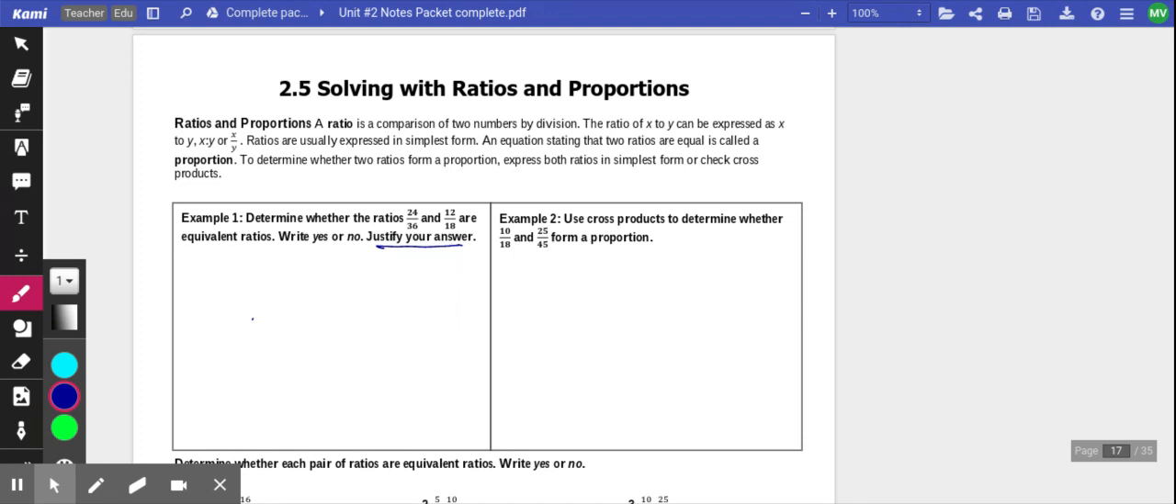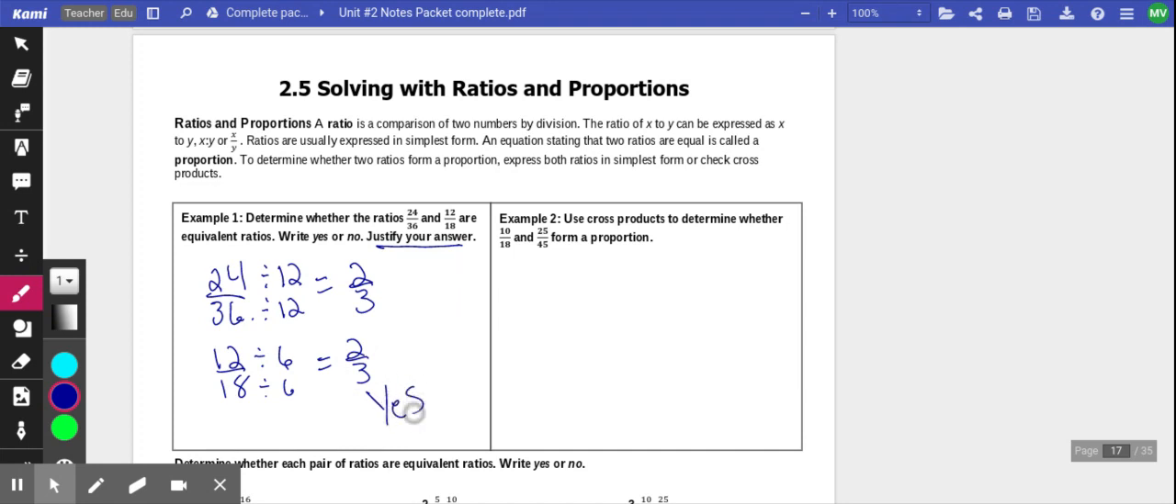cross products. So example 1, I want to determine if 24 over 36 and 12 over 18 are equivalent. So I'm going to do 24 over 36, and I can simplify that by dividing numerator and denominator by 12, which gives me 2 over 3. 12 over 18, I can divide numerator and denominator both by 6, which gives me 2 over 3. So yes, they are equivalent.